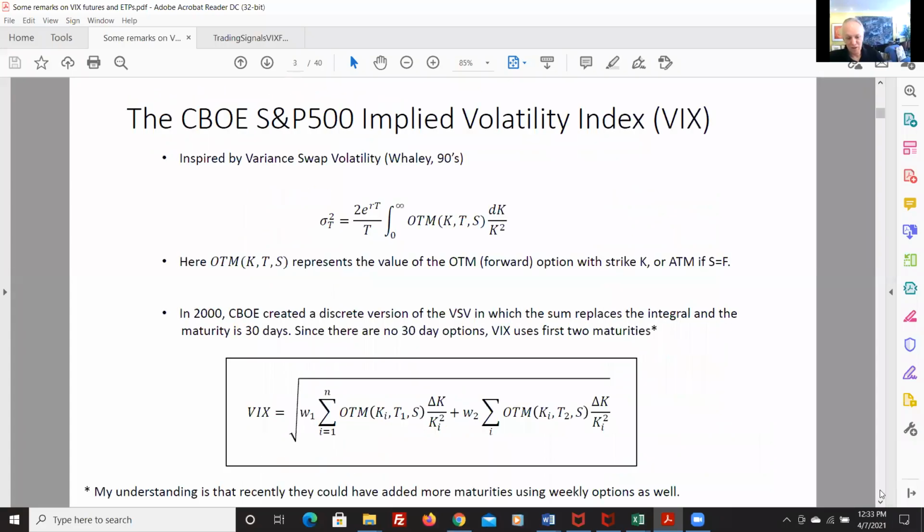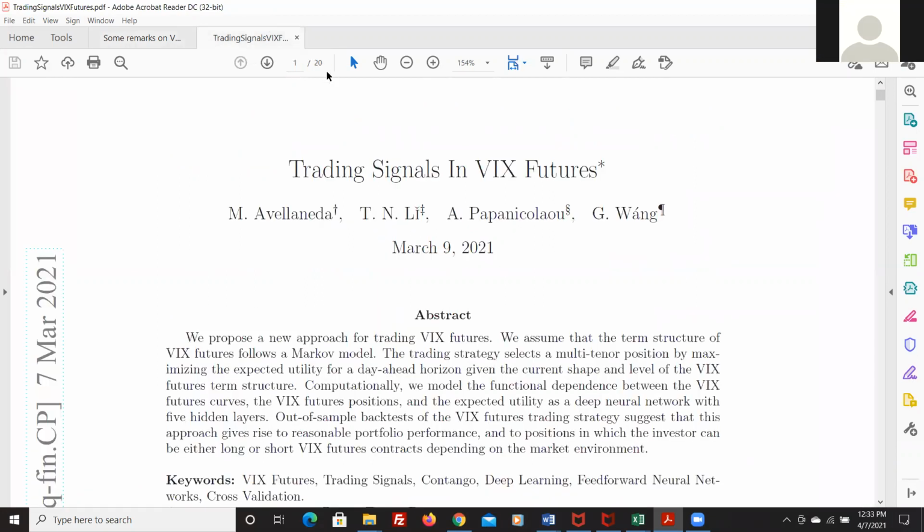Yes. So this is the plan for the talk today. I am going to be discussing... The goal is to talk about what you can do with VIX futures, right? So it's two talks, two papers. One's trading signals in VIX futures, which just appeared, or at least it was posted on arXiv, and hopefully it'll appear in some journal.